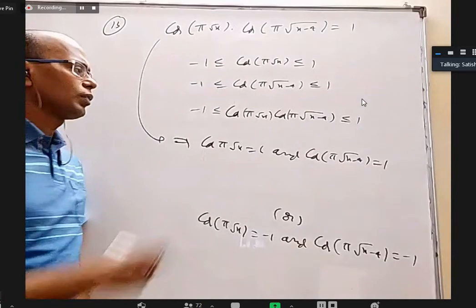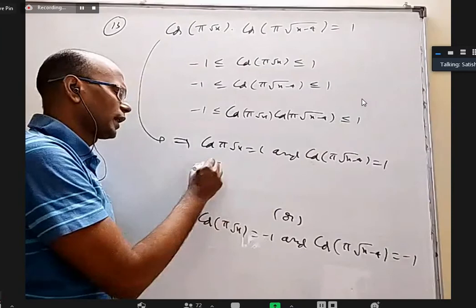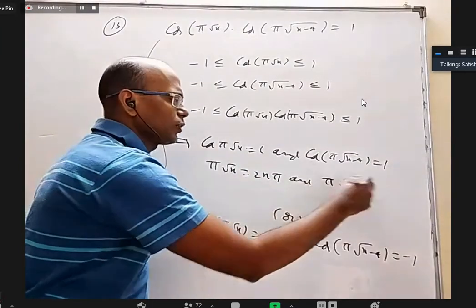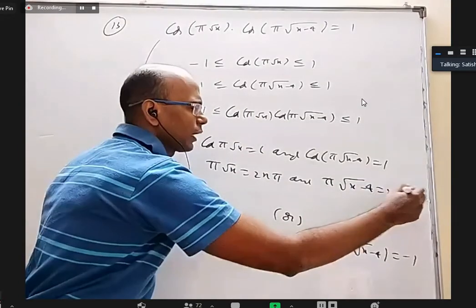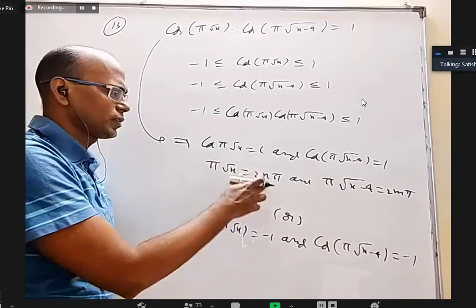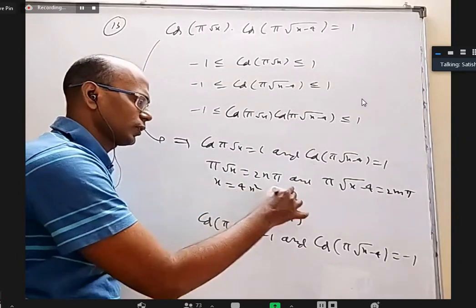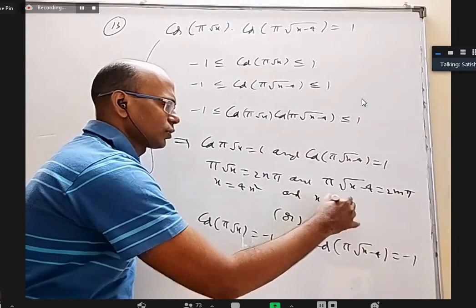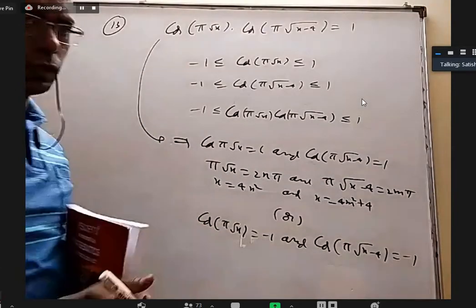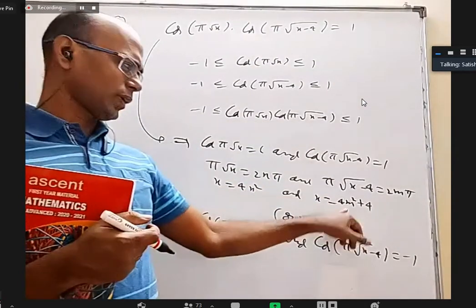Now for this, this should be an even multiple, that is pi root x should be 2n pi. And pi root x minus 4 also should be some 2m pi. I am not writing the same n there because after all it should be a multiple of 2 pi, and it need not be the same number. When I cancel pi, I'll get x is equal to 4n square, and here I'll get x is equal to 4m square plus 4. So this should be an even number's perfect square, and also some other even number's perfect square plus 4.